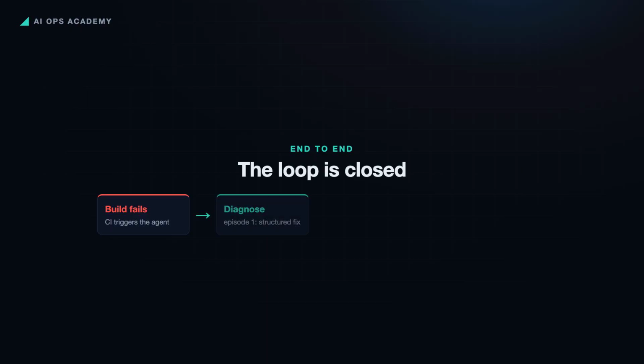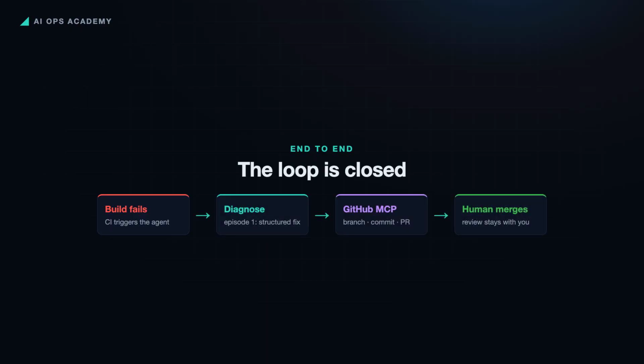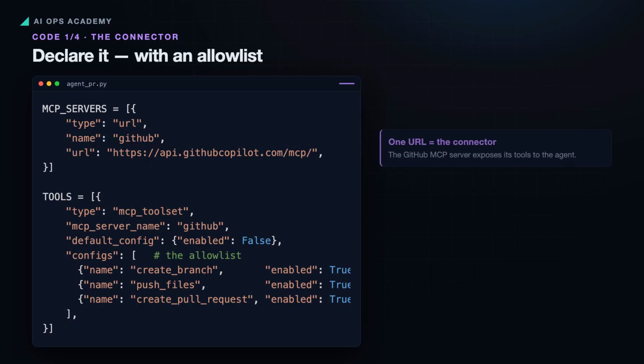So here's the new architecture, end-to-end. A failing build triggers the agent. It diagnoses the root cause. That's episode 1. Then, through the GitHub connector, it creates a fix branch, commits the patch, and opens a pull request, with its explanation as the PR description. A human reviews and merges. The loop is closed. Let's write it.